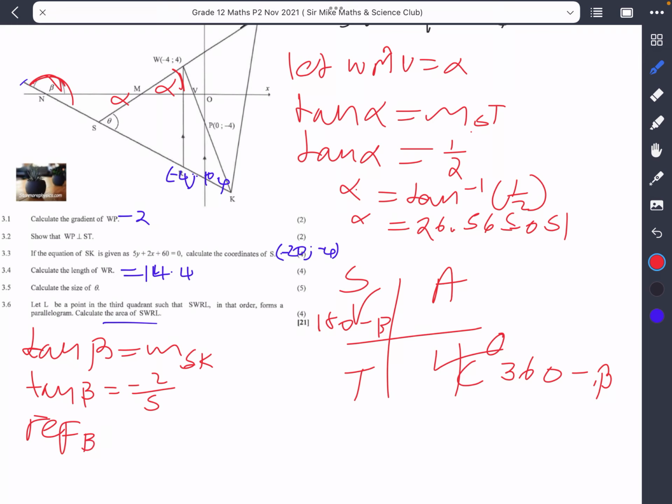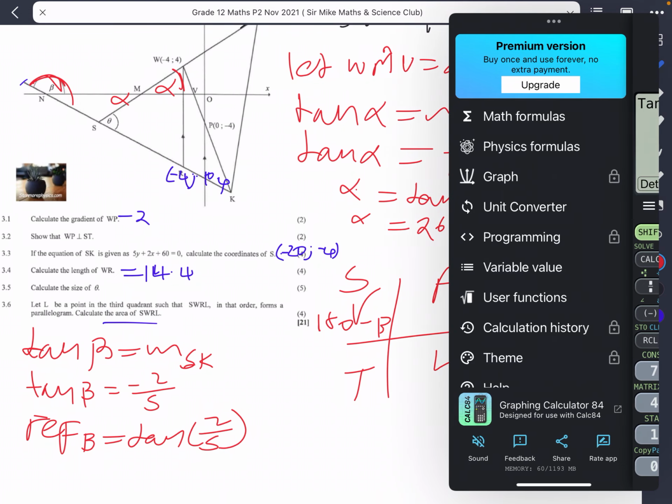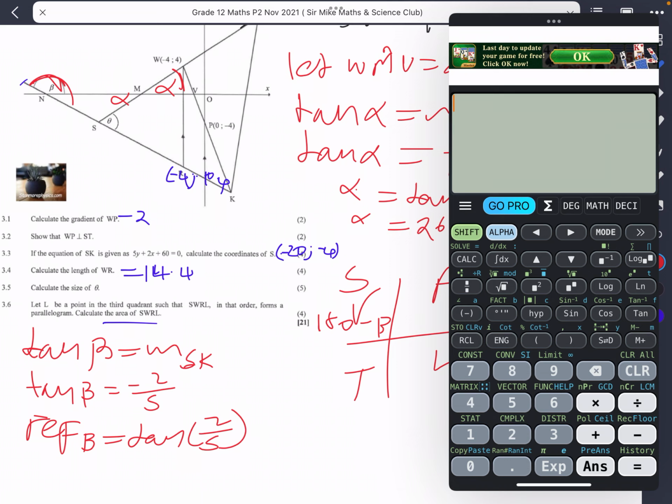The reference angle of beta is equal to tan inverse of 2 over 5. You see that I left the negative out there. So I would have arctan of 2 over 5. I actually wrote something else there, so that's shift tan. That gives 21.80140949, so the reference angle is 21.801 with some other decimals.